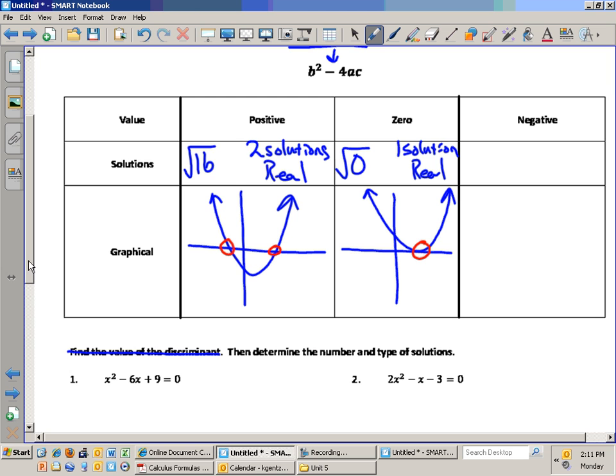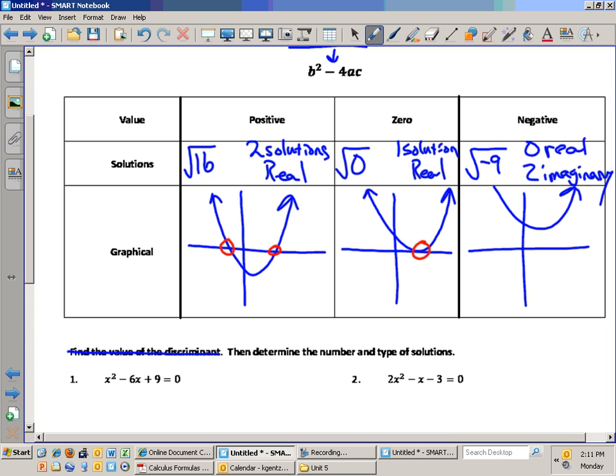And if the result under the square root sign is negative, let's say negative 9, what's the square root of negative 9 that you learned on Friday? 3i. 3i is the square root of negative 9, okay? And so you realize you have 0 real solutions, 2 that are imaginary. And the way that looks, graphically speaking, is like that. There are no x-intercepts. There's no spot where it crosses on the real axis at all.